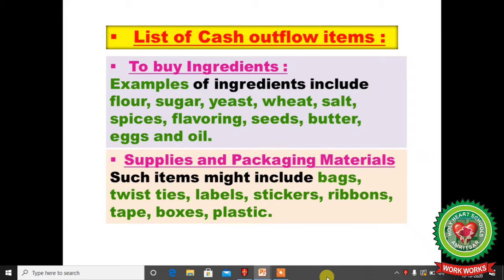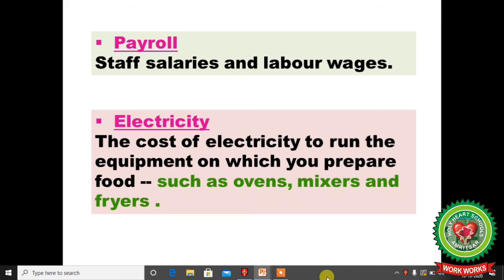To buy the ingredients: firstly the person purchases the ingredients, and only then provides the final product to the customers. So flour, sugar and yeast, wheat, salt, spices, flavoring, seeds, butter, eggs, oil, and supplies and packing materials such as bags and twist ties, labels, stickers, ribbons, tape, boxes, plastic boxes.